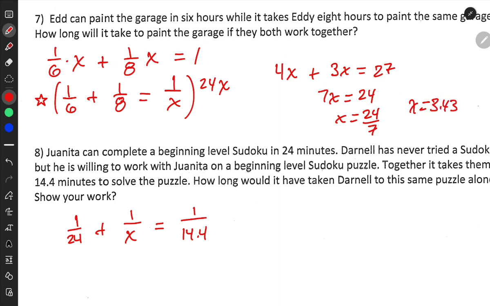But I got x is 3.43 hours, right? Be careful. That's not 3 hours and 43 minutes. That's 3 hours and 43 hundredths of an hour. So 3.43 hours is how long it would take together. So the answer is 3.43 hours.